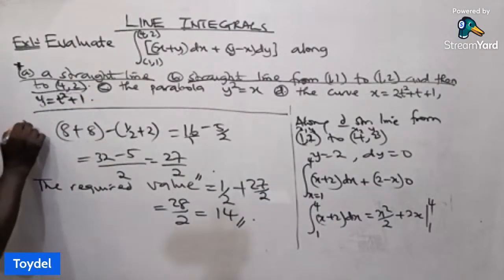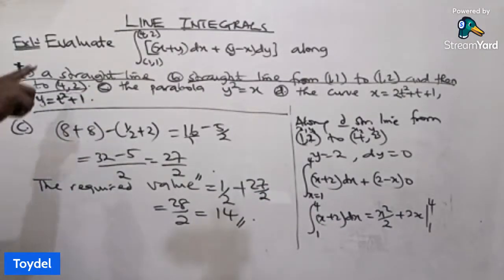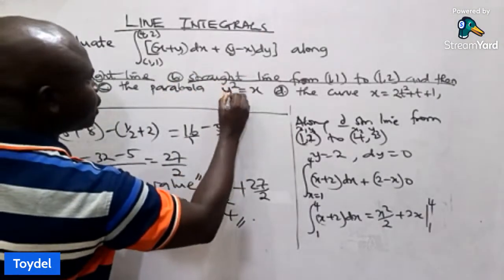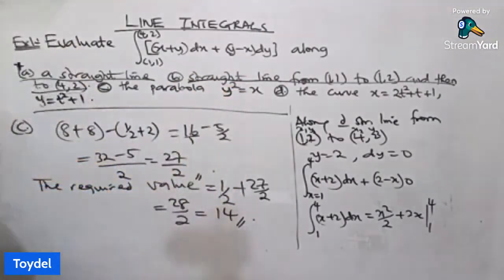We now move to the third one. We want to evaluate this same line integral along the parabola y squared is equal to 1.